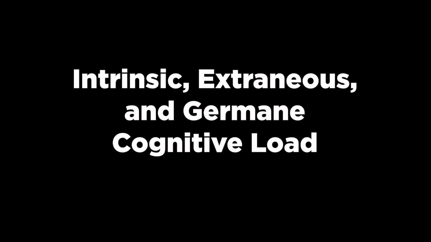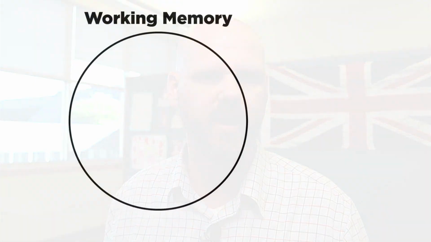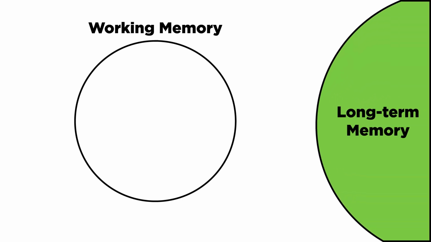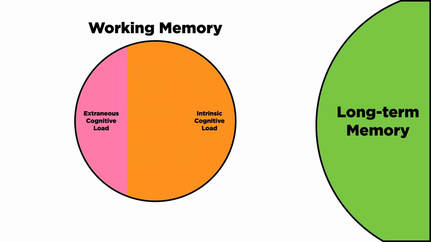Intrinsic, extraneous, and germane cognitive load. So, how does it work? CLT is primarily concerned with the relationship between working memory and long-term memory. Working memory is where we process information and make use of it. Long-term memory is where we store it. CLT breaks working memory down into three categories. Those categories consist of intrinsic, extraneous, and germane cognitive load.